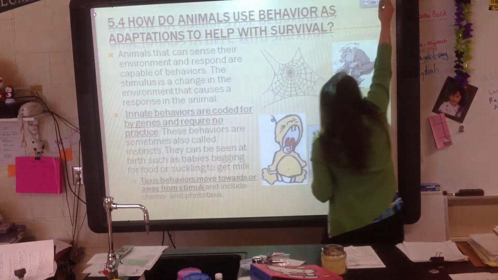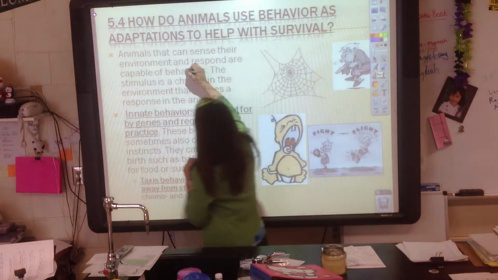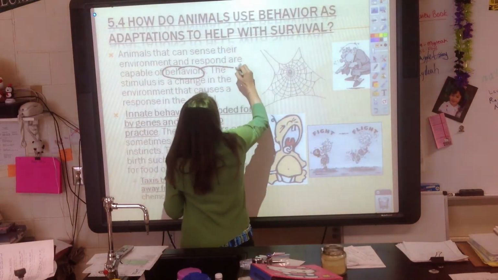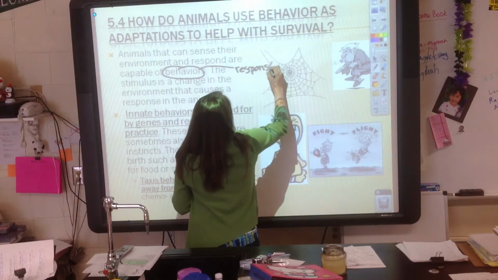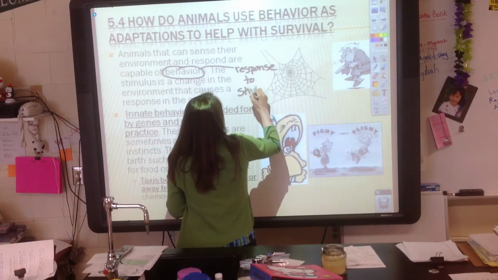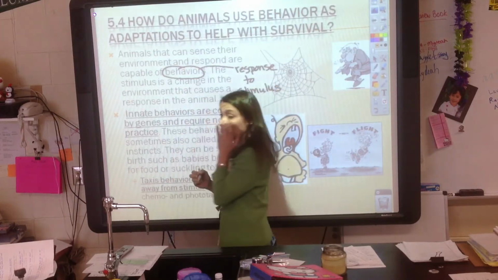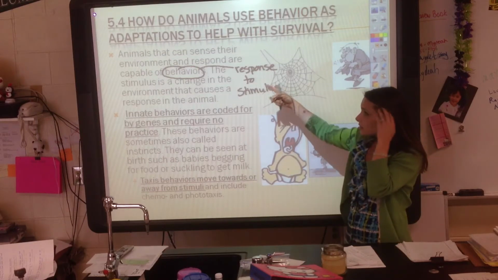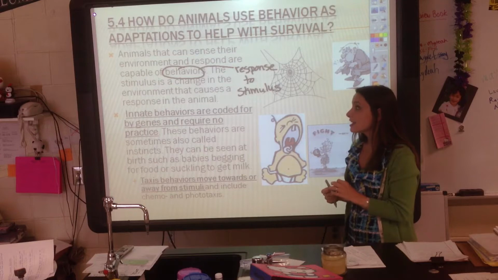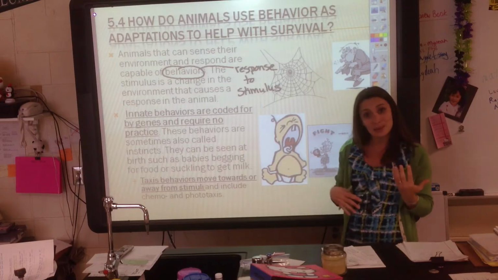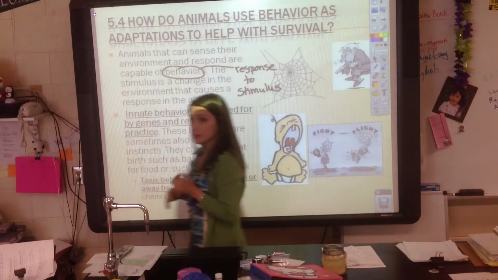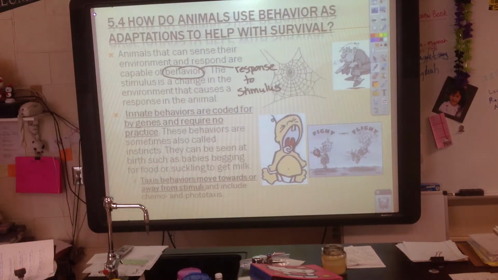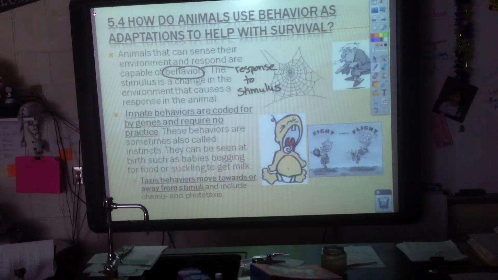Let's talk for a second about what a behavior is. A behavior is a response to a stimulus. Well, what is a stimulus? A stimulus is a change in the environment that causes a response in the animal. So when we have a stimulus, for example, turning all the lights off, that's a change in the environment. So when we have a stimulus, the animal will respond.